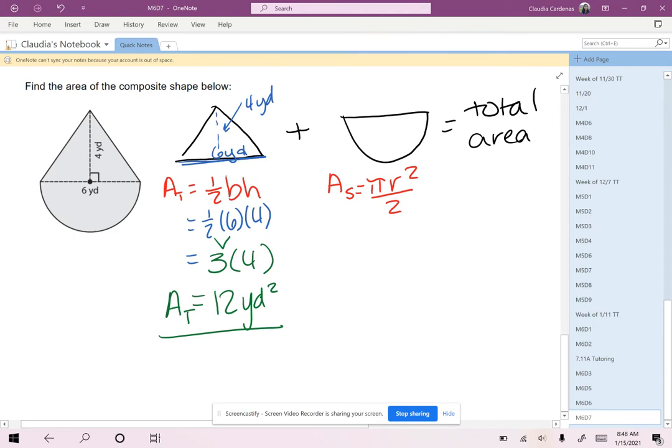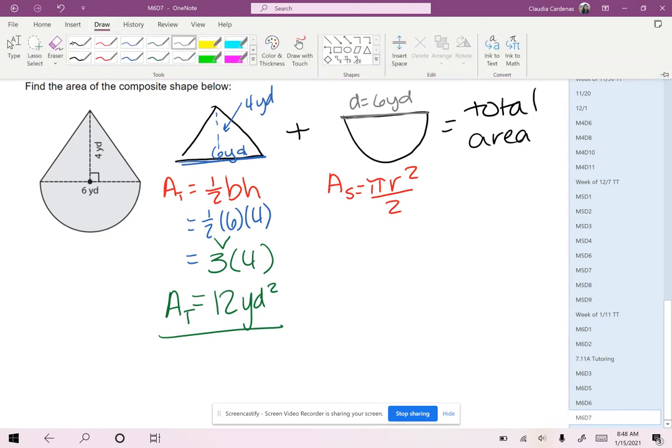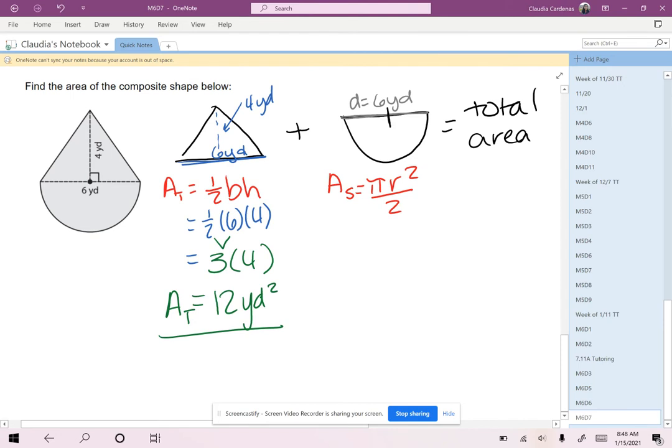And now we can move on to the semicircle where we need the radius. So I know this entire piece is 6 yards, which means that is the diameter because it goes from one edge of the circle to the other, cutting it in half. But we don't need the diameter, we need the radius. So what do we do if we only need half of the piece? Well, we cut 6 in half, which is then 3. So the radius is 3 yards.